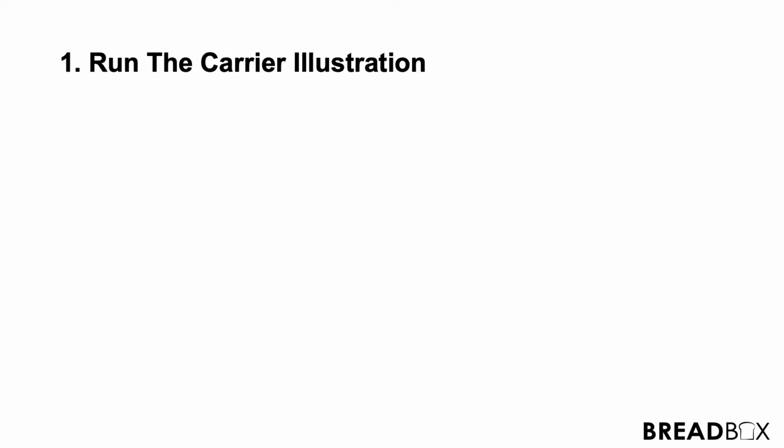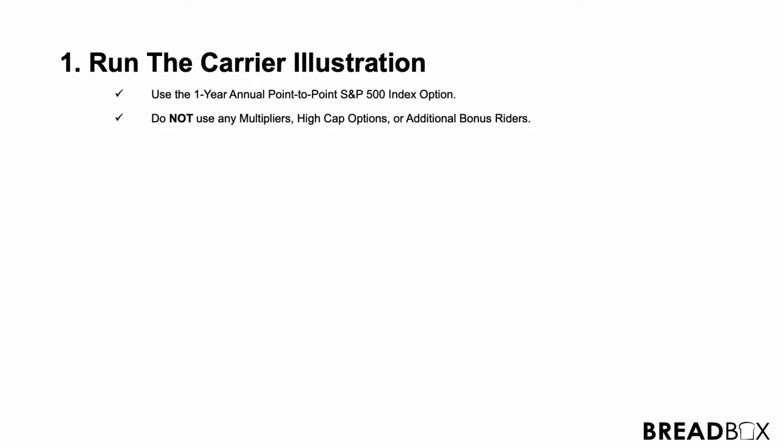The first thing to know is that you're going to want to run that carrier illustration using the 1-year annual point-to-point S&P 500 index option. So make sure you select that as the index option. Secondly, you do not want to use any multipliers or high cap options or additional bonus riders in this particular carrier illustration. The reason is that if you do want to teach your client how these type of features work, you can build them into the Breadbox report.